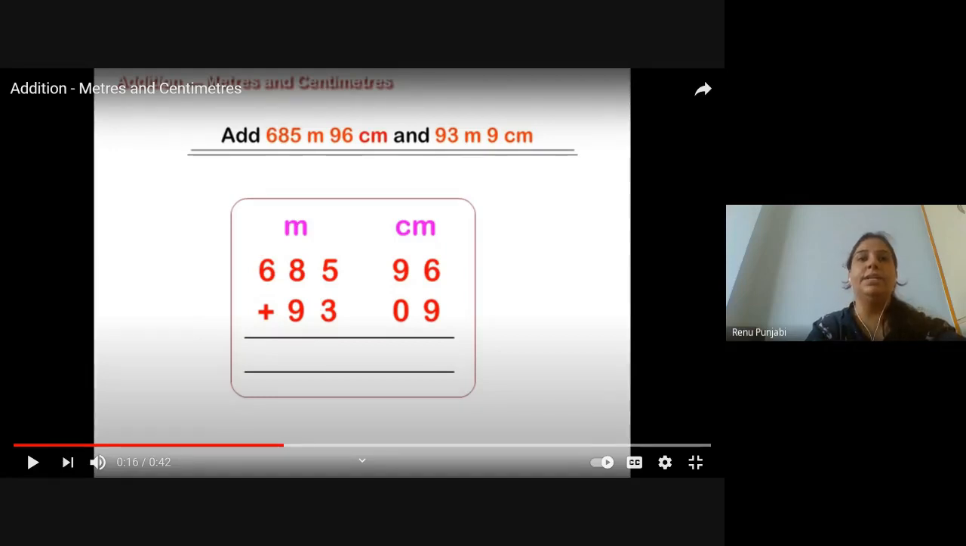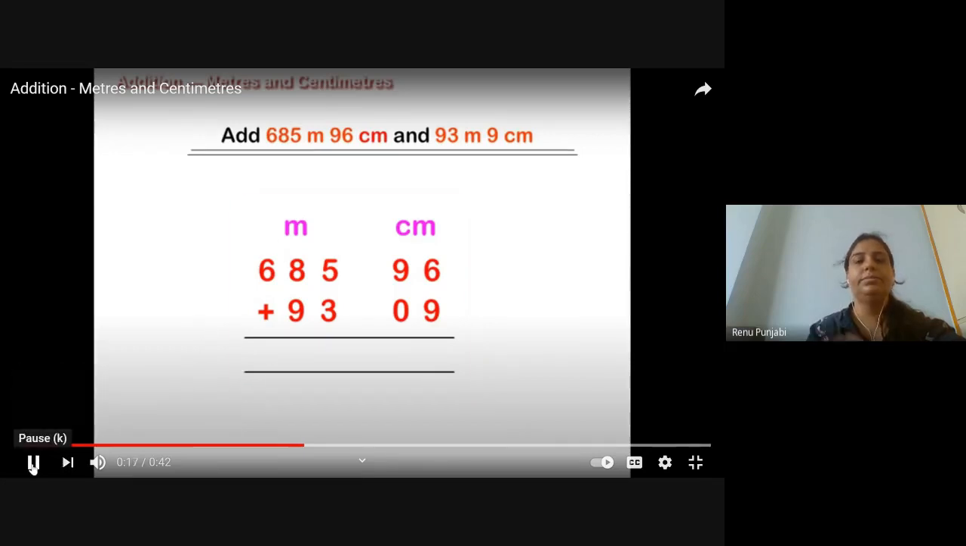And 93 meters and 9 centimeters. When you write 9, it is only a single digit number, so you will not write 9 under the 9, you will write 9 under the 6. Why? It's a single digit number, so it comes at the ones place, the last place. Then the tens place is blank, nothing is there, so we write 0. Then we write 3 under the 5 and 9 under the 8. Then nothing is there, so we write 0. If you add this now, I'm going to play the video, see to it properly.